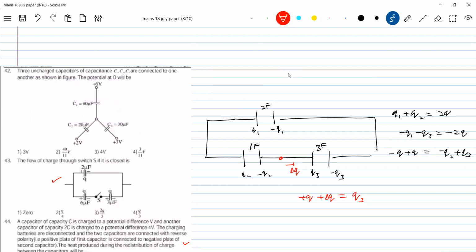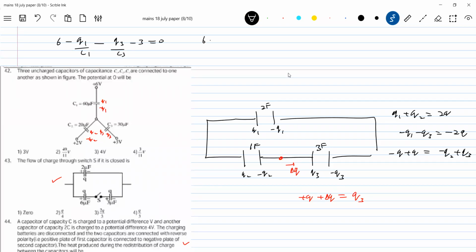So again, the charge in them, let it be different. So here I'll assume a charge Q1, minus Q1, Q2, minus Q2, Q3, minus Q3. So write the loop equation: 6 minus Q1 by C1 minus Q3 by C3 minus 3 equal to 0.